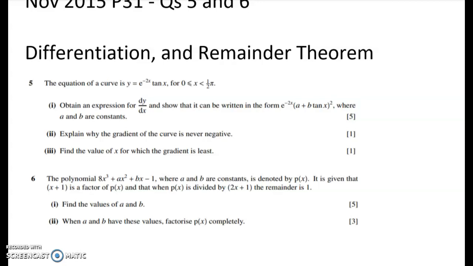The first one's differentiation. So we're given the equation of a curve, and it's this curve here, and we're told that x is between 0 and pi on 2. First we have to differentiate it and show that it can be written in this form. And a and b are constants, so we have to find them. And then we have a couple of follow-up questions. Then the second question here is going to be a remainder theorem and factor theorem question. So let's start on question 5.